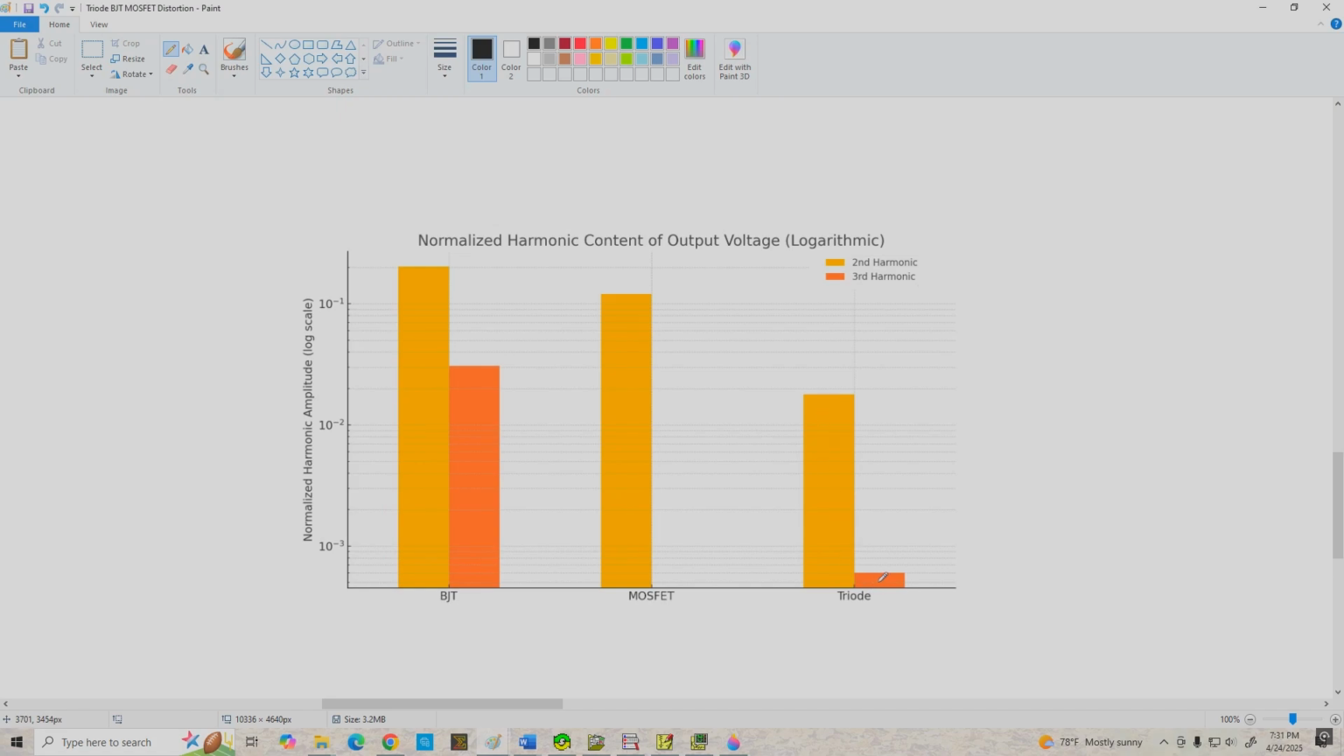And even though it does have some third harmonic distortion coming up here, the thing we have to keep in mind is the sign of this component is the opposite of the second harmonic. So overall, it makes the distortion a little bit nicer.